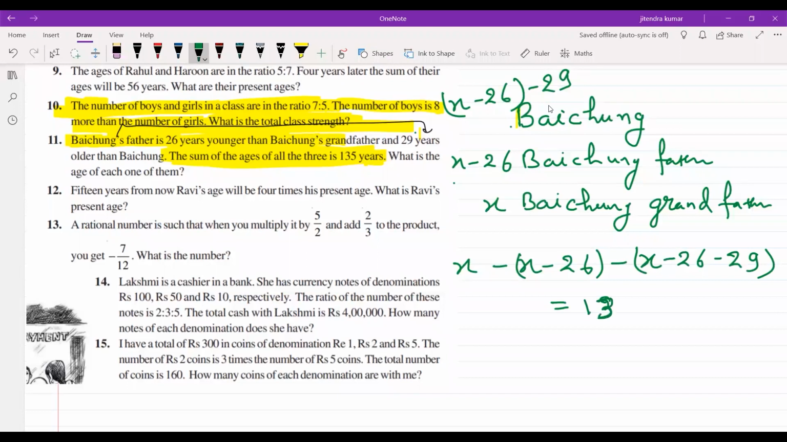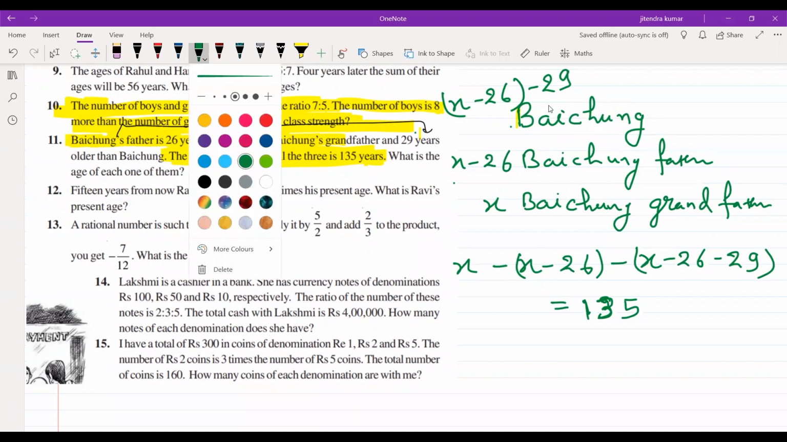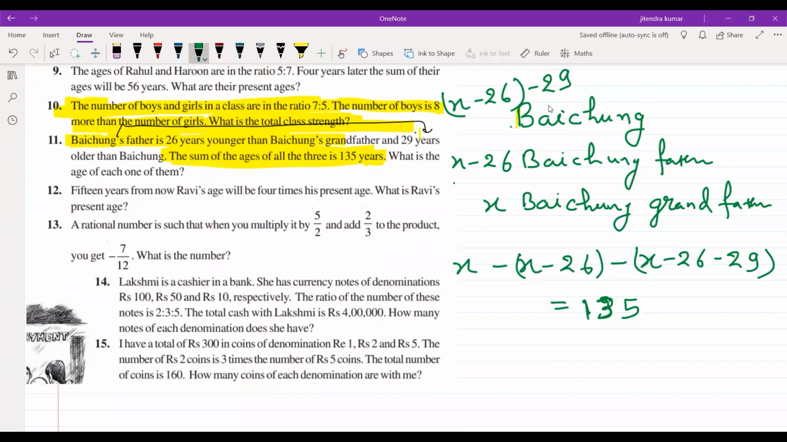Sir, you said that we take x... Your voice is very low, Romania. Please speak loudly. Yes sir. You said we are taking x as Baichung's father's age? No, x is for Baichung's grandfather, ma'am, it is written here. Oh, okay sir. Yes sir. Okay sir. Sir, we will find the value of x.